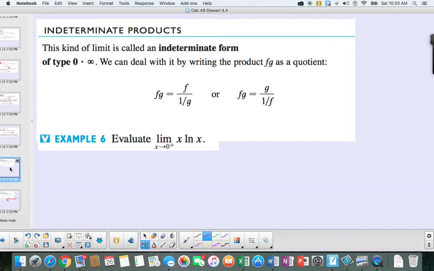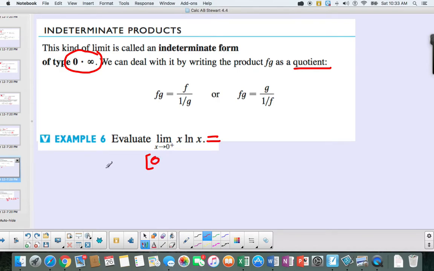Let's take a look at a different kind of indeterminate form, and that's 0 times infinity. We can deal with 0 times infinity by making the product into a quotient, and you can do that very easily by doing one of these two things. Let's go ahead and do that. Before we do that, let's make sure this is an indeterminate form.